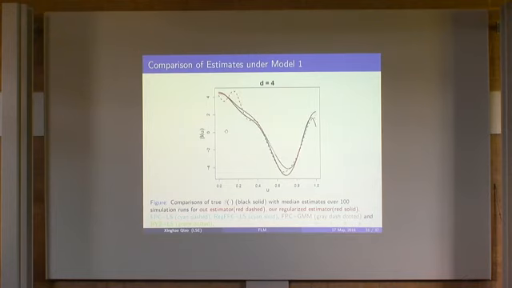This is the case for D equal to 4. Our estimate is still better than the other approaches, and you can see that the dashed line is still under-smoothed. For the D equal to 6 setting, it still fits reasonably well.